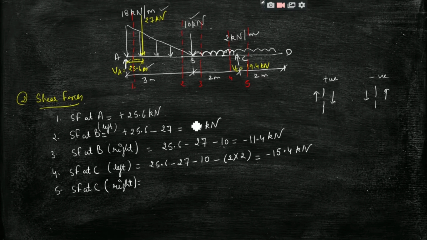Then on the right hand side, we will do the calculation. So I will just write minus 15.4 plus 19.4, so 4 kilonewton.